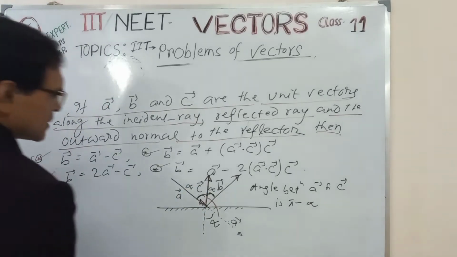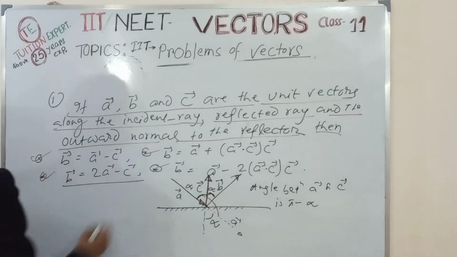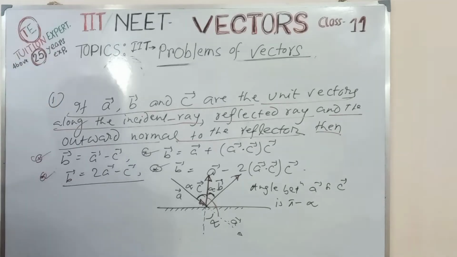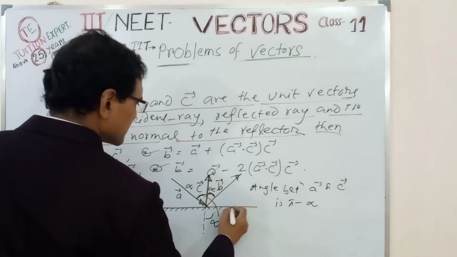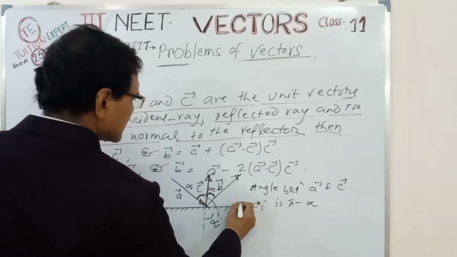Now just resolve the vectors A, B, C in terms of I and J. Suppose this is the I vector and this is the J vector.